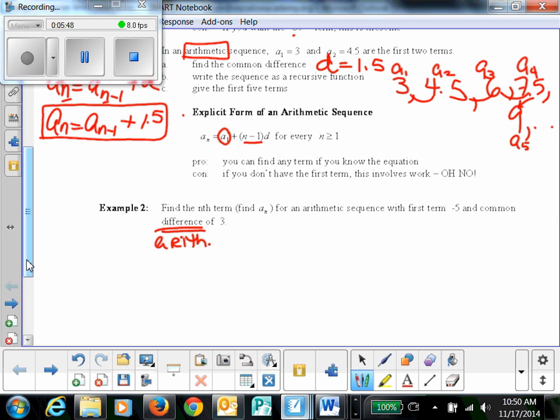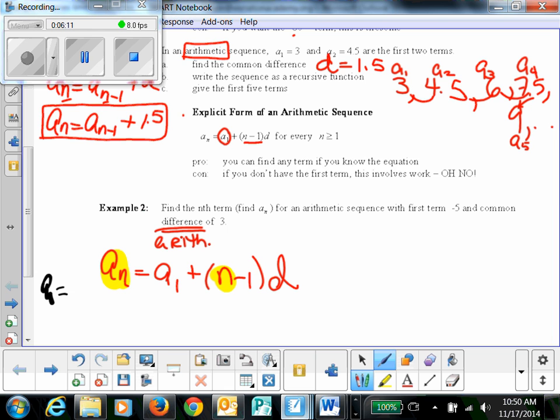All right, so I know that a sub n is equal to a sub 1 plus n minus 1 d. Now remember, if I am trying to write my formula, then only things with n's are allowed to stay. Everything else needs to be substituted for. So let's see what we got. Do I know what a sub 1 is? I told you that the first term is -5, therefore a sub 1 is -5.